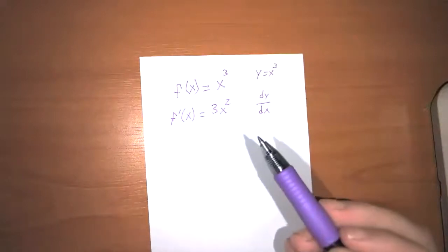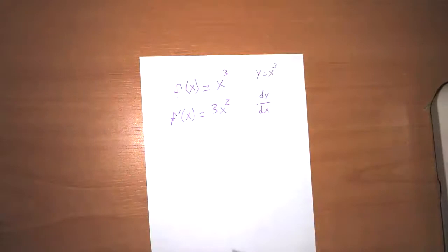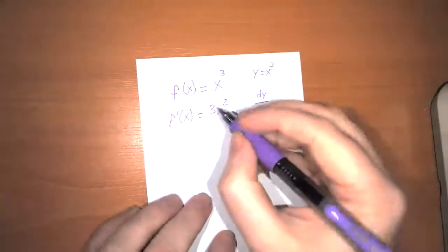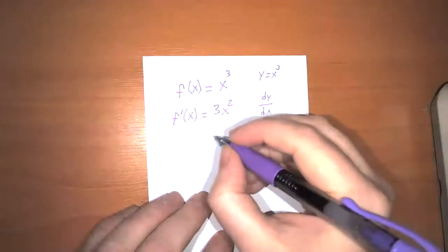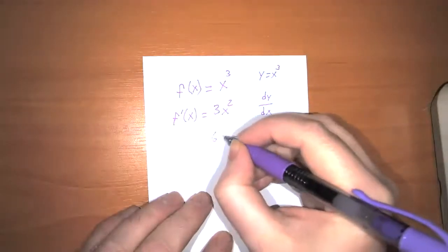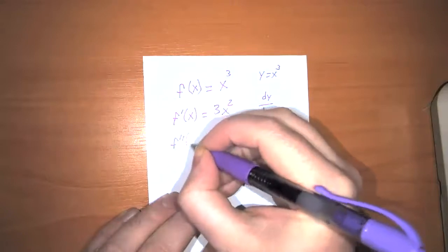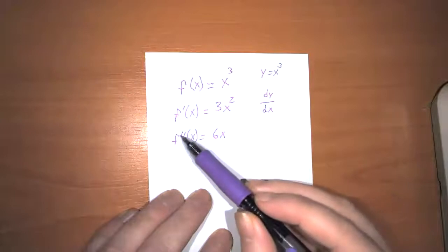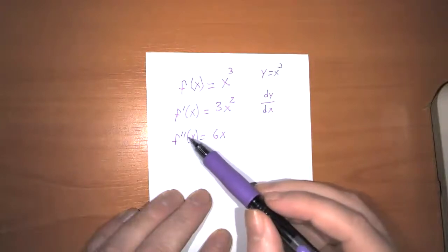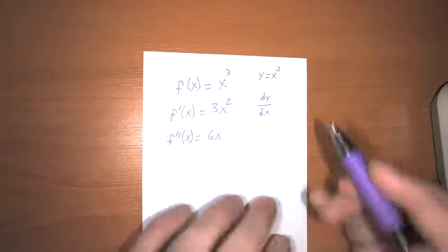So the second derivative is just the derivative of the first derivative. To find the derivative of 3x squared, we're just going to use the power rule again, and that would be 6x. And we write the second derivative with 2 primes after the f. So 2 primes means it's the second derivative, which means it's the derivative of the derivative.